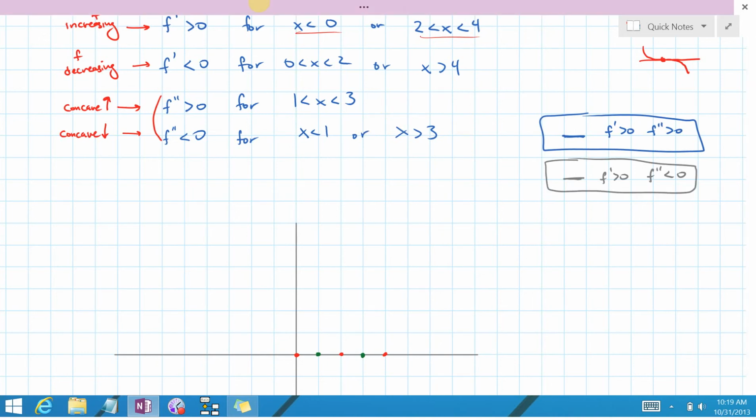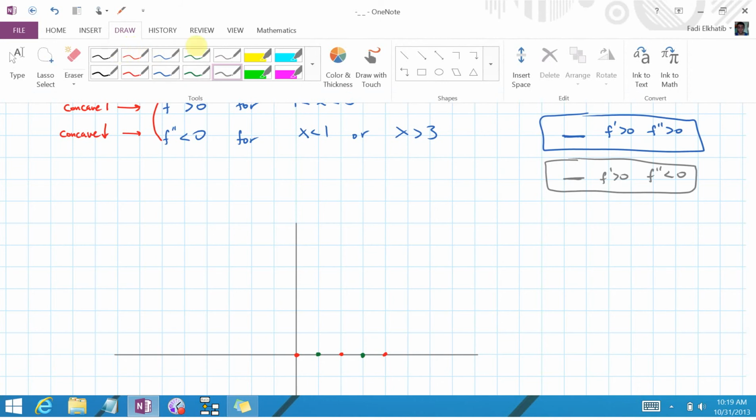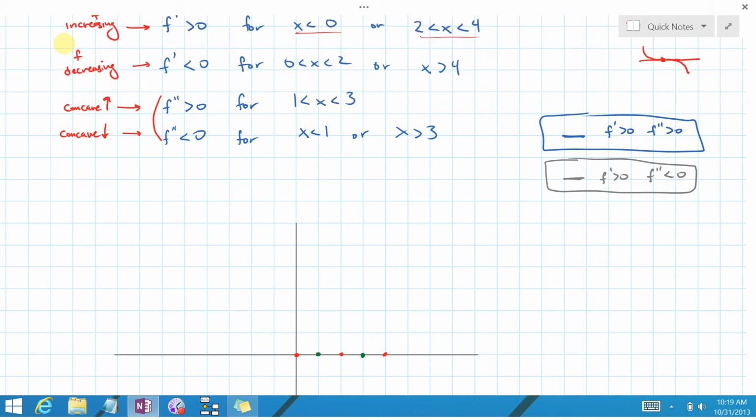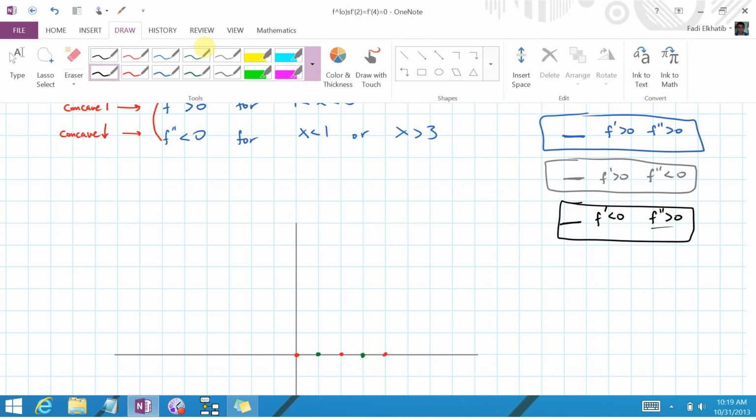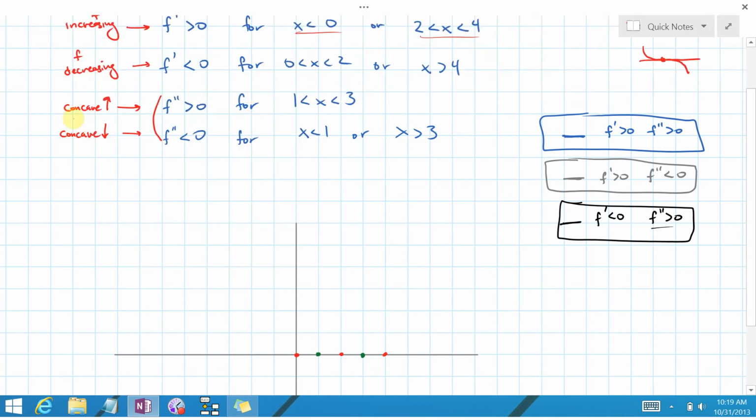What else is possible? Maybe we're not increasing, maybe we're decreasing. I don't want to use red or green, so I'll use black. Black will denote the situation where f prime is negative, but f double prime is positive. So we're concave up, but we're decreasing. So the picture would look something like that. That's what black will represent. And then I'll come up with a more exotic color here. Let's say we pick orange to denote the situation where f prime is negative, so we're decreasing, and f double prime is negative, so we're concave down. So the graph would look something like that.